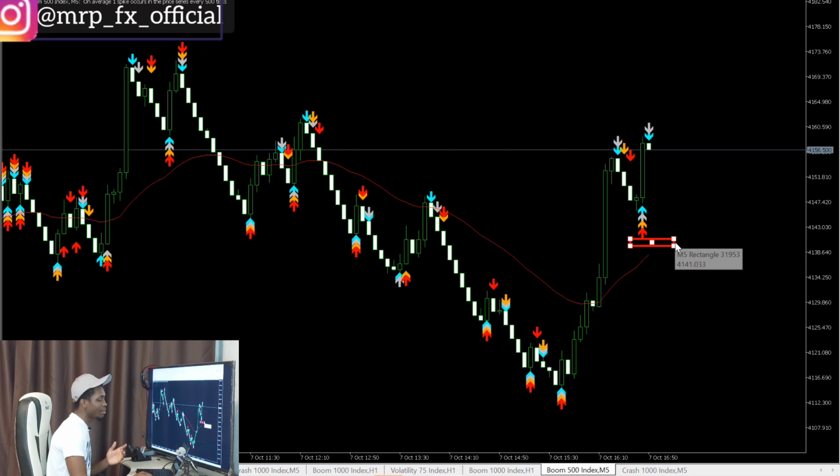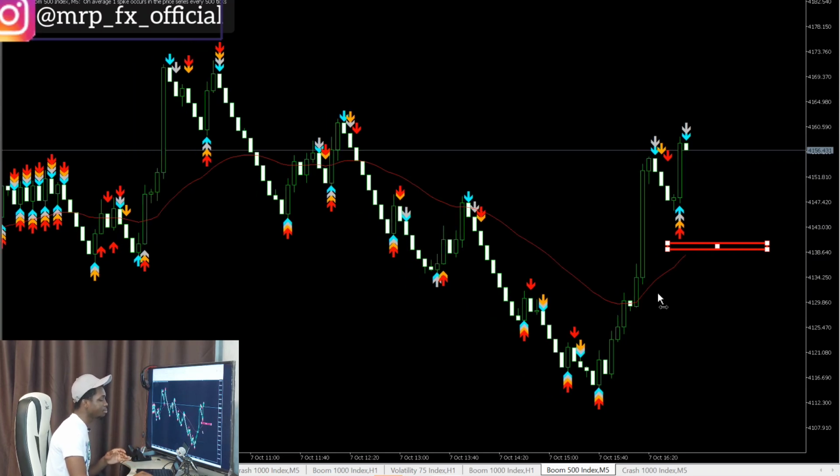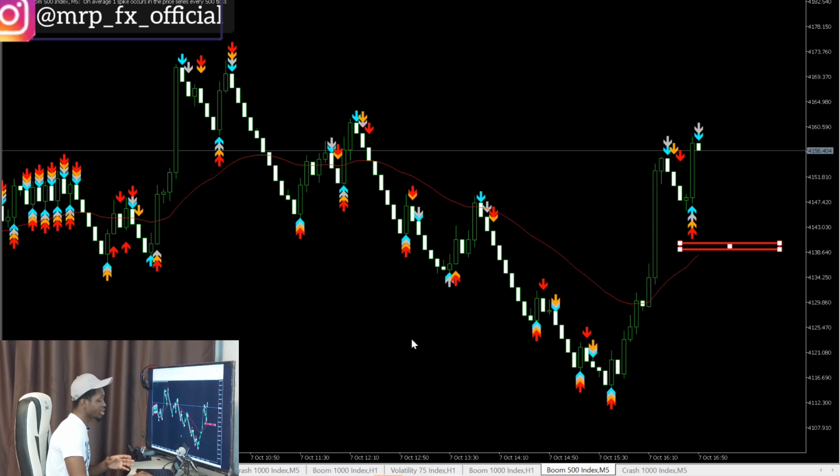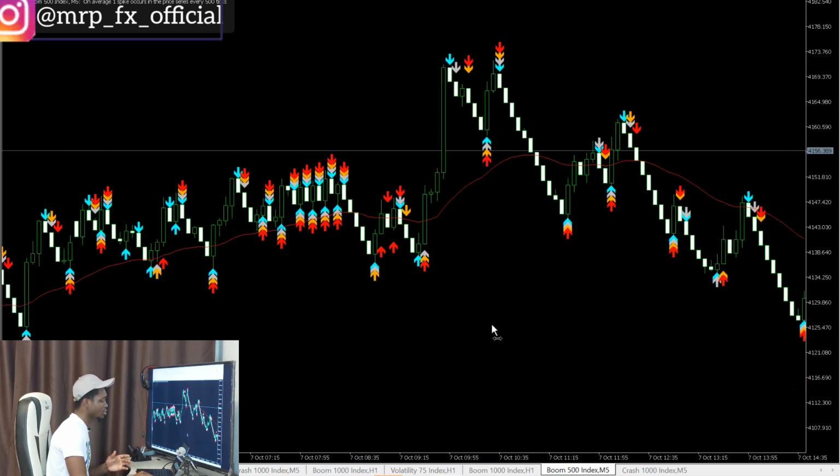But when I'm having this, I can just simply come below my red arrow and place my stop loss there, right? So I can just simply come there to put my stop loss. So let's quickly check out some examples now as to how this works.